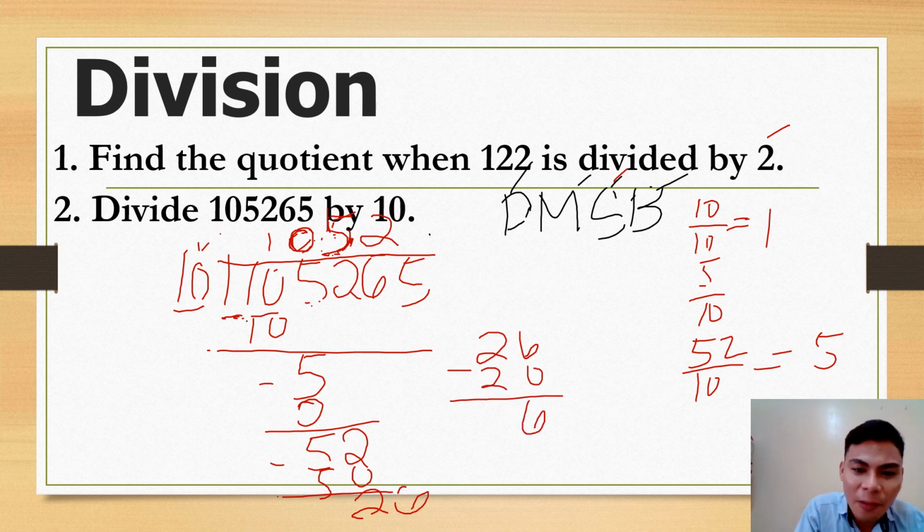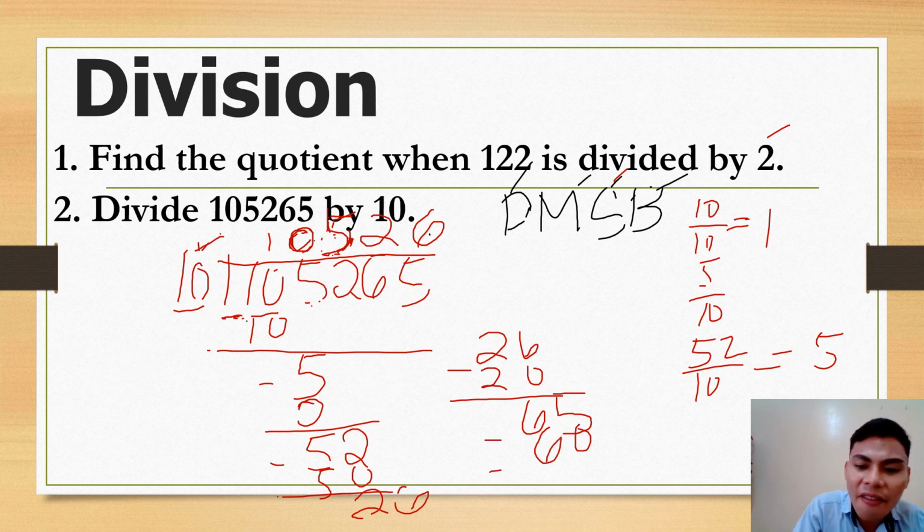Tapos, ano pa? May number pa ba na i-bring down? Meron, si 5. So bring down 5. And do the same process. Divide. 65 divided by 10. Ito, si divisor kat ito. So, ang pinakamalapit, no, is 6. 6 times 10, 60. 65 minus 60, 5.